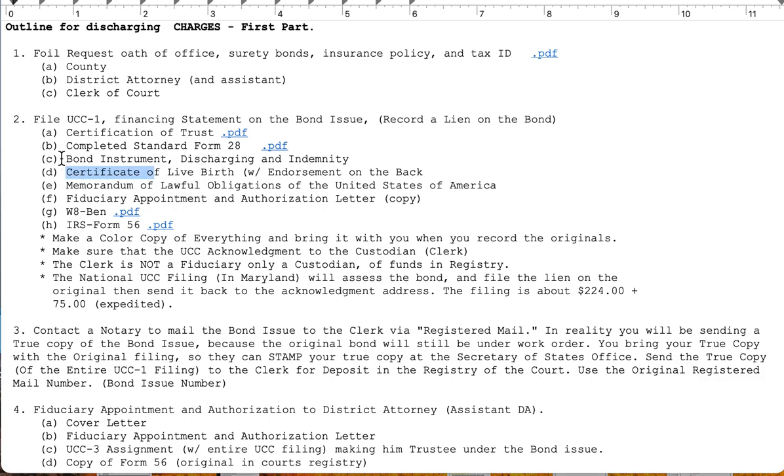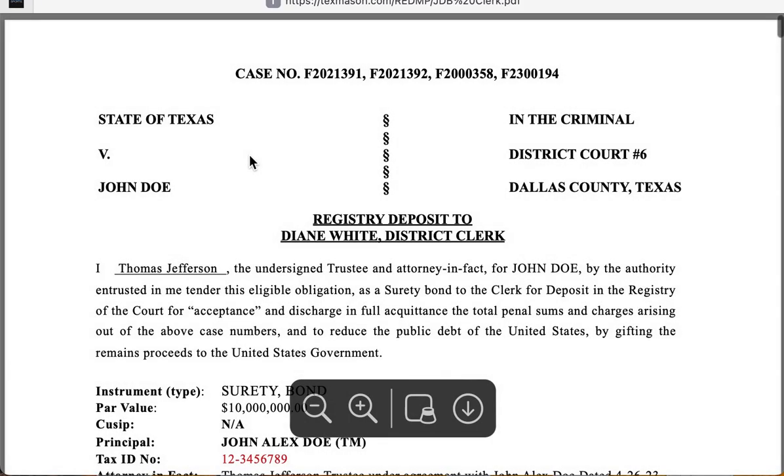But don't get wrapped up. I'm not showing it because it's basic. The things I'm showing are what's critical. And then we also have a memorandum of lawful obligations of the United States of America. Let's look at that real quick.